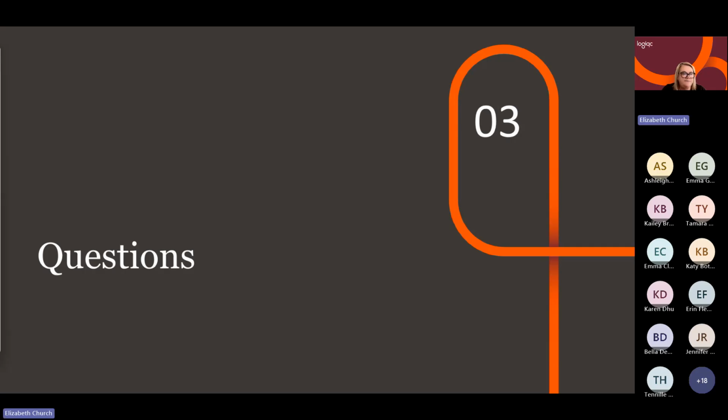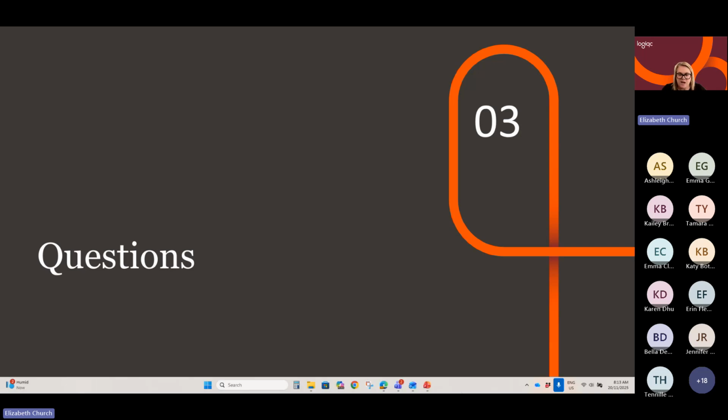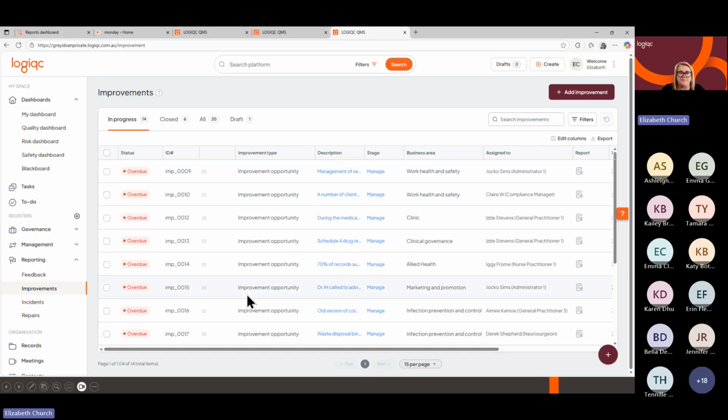Jennifer is asking if in the improvement register, is there a link back to the original source? So yeah, absolutely. Let me go back onto the platform and I'll just show you what that looks like so that you get that really clear idea.